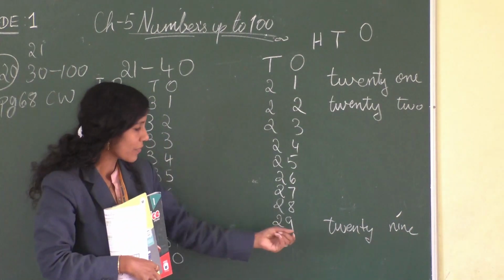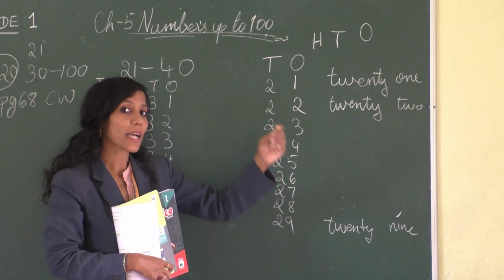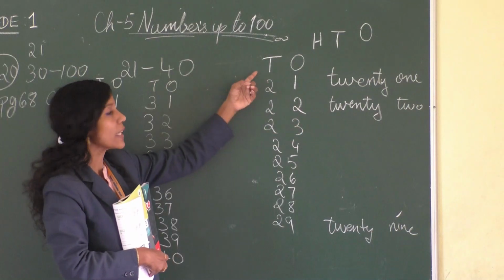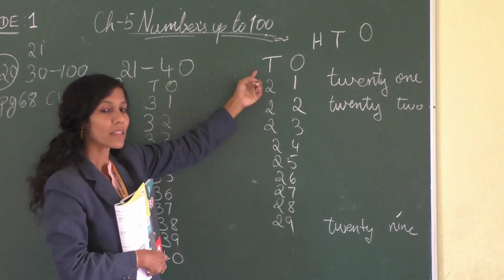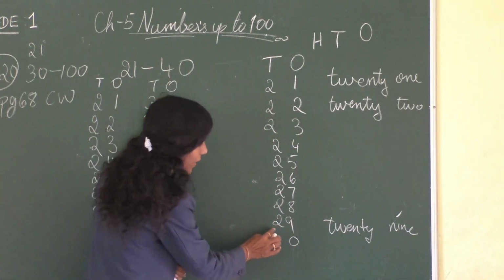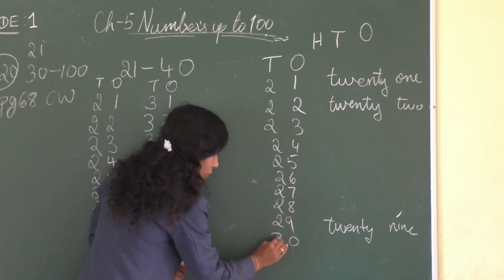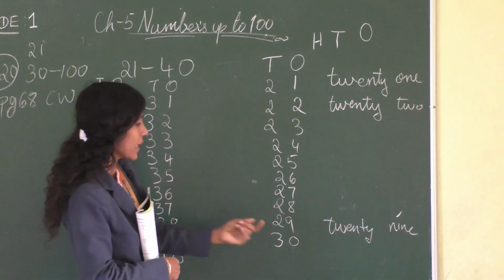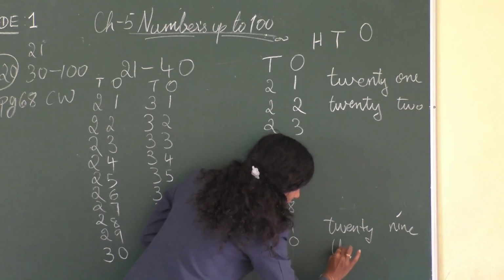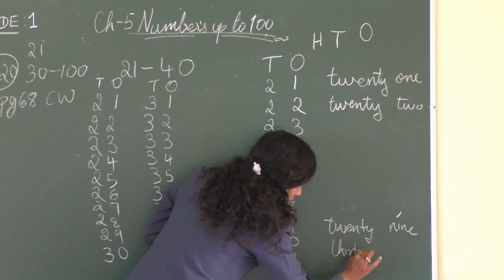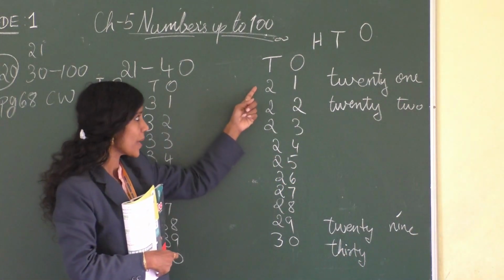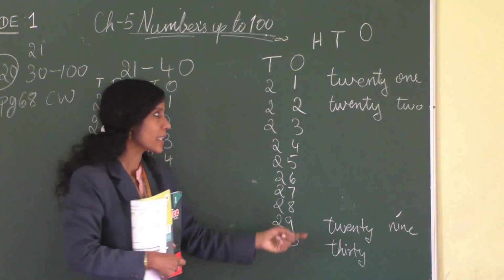Now, once we have reached 9, we are coming to the 10th one. When the 10th one comes, we go to the next denomination, that is 30. So we make this 0, and we increase the tens to 3. So this becomes 30. The 30 spelling we had learned: THIRTY, 30. Right. So that was 21 till 30.